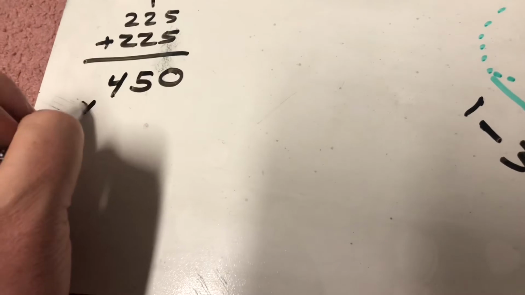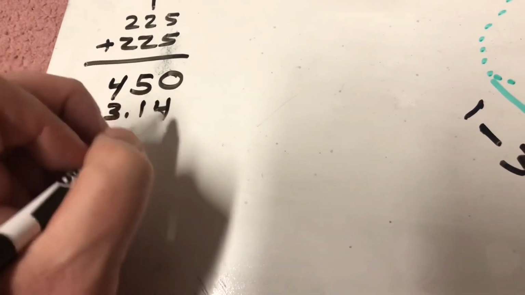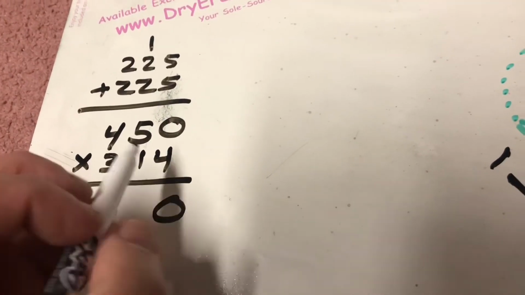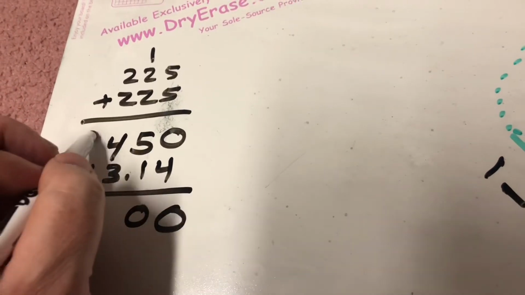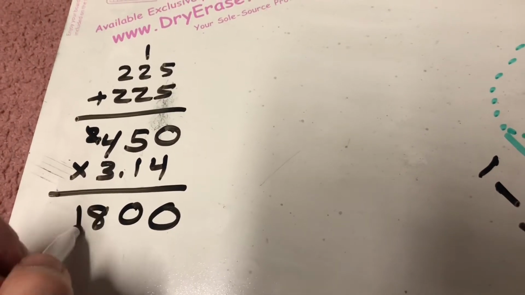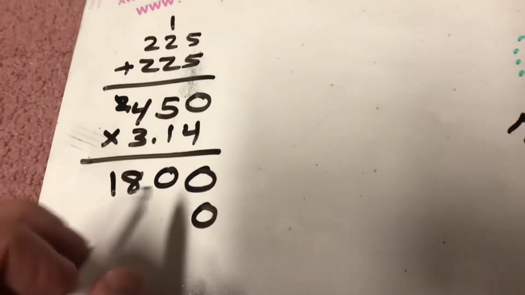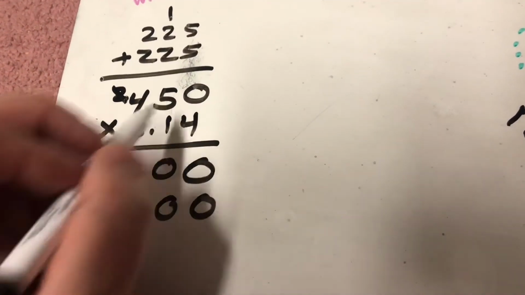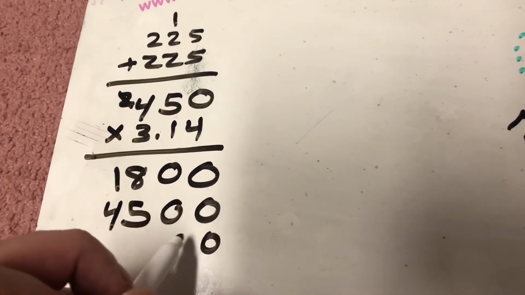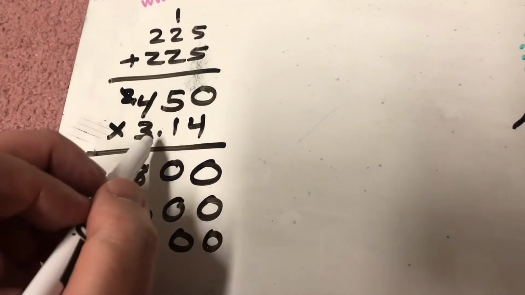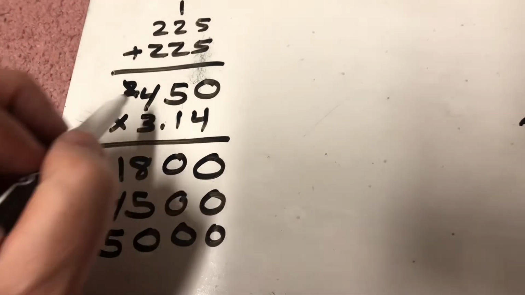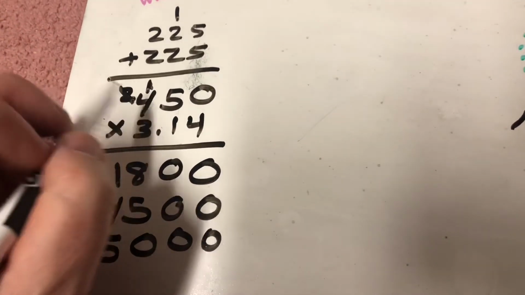I go ahead and multiply that by 3 and 14 hundredths for pi. 4 times 0 is 0. 4 times 5 is 20. Put the 0 down, carry the 2. 4 times 4 is 16. Plus 2 is 18. Put the 0 down. 1 times 0 is 0. 1 times 5 is 5. 1 times 4 is 4. I put the 2 zeros down so it lines up with my 3. 3 times 0 is 0. 3 times 5 is 15. Put the 5 down, carry the 1. 3 times 4 is 12.